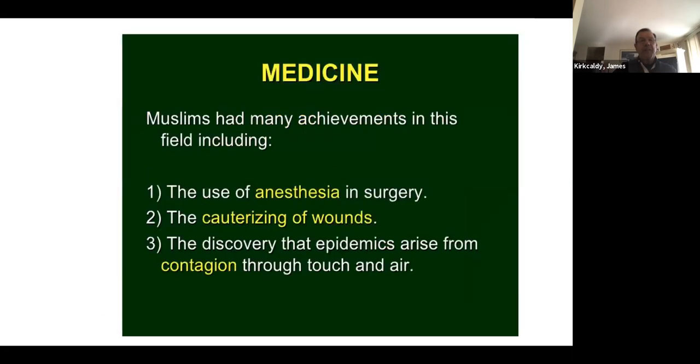Medicine, many achievements. They were the first to use anesthesia in surgery. Europeans didn't know how to do that. They knew how to cauterize a wound. Europeans did not know how to do that. And they discovered that epidemics arise from contagions through touch and air. Think of COVID right now. What are you supposed to do? Wear a mask, keep a distance, wash your hands. These were the first people that had a concept of this. Europeans had no clue about germs, about cleanliness at all.